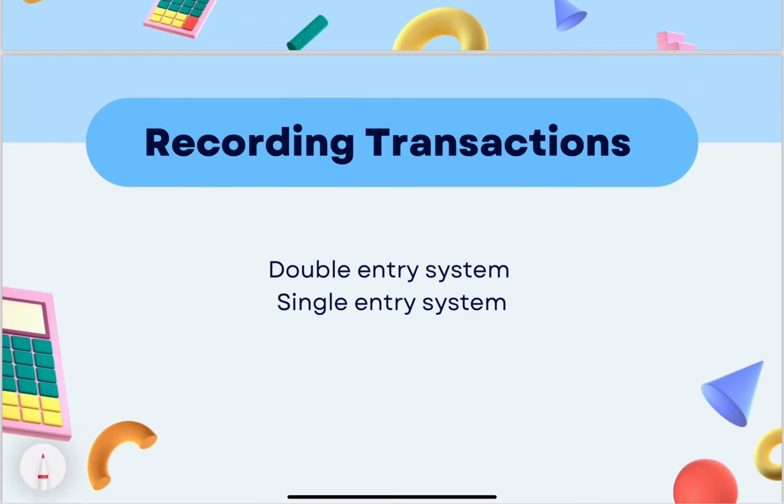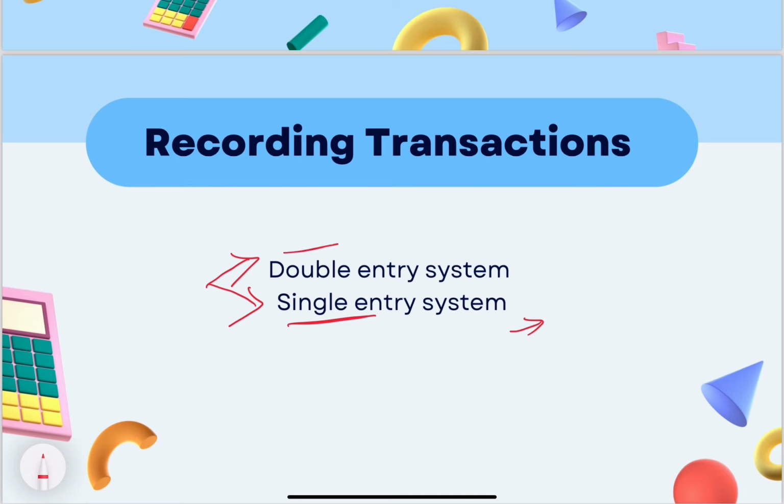So, the system of recording transactions in the book of accounts is generally classified into two types. One is the double entry system, and two is the single entry system. So let me explain the single entry system first because it is quite easier. Just like the name suggests, here something is single and there something is double or dual.